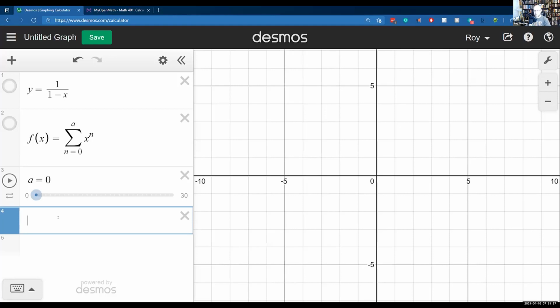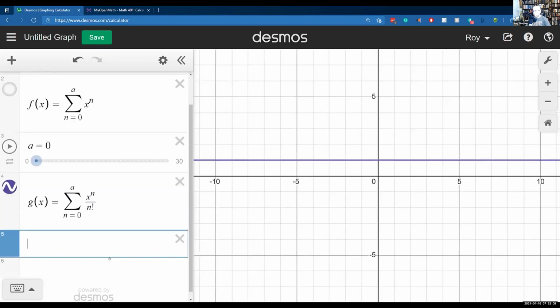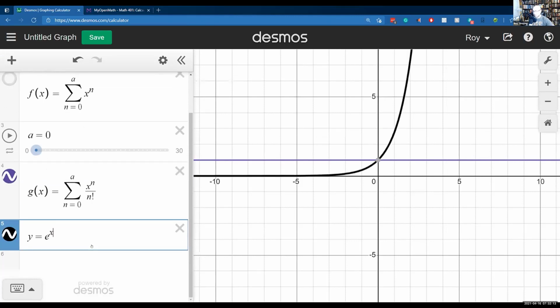It's incredibly important material. So let's say that we have that power series, g of x, is equal to the sum from n equals 0 to some value. I'm going to stop it at a value of a because I have a slider up above that. And it was x to the nth divided by n factorial. There we go. Now you can see, and by the way, I should also graph y equals e to the x because that's actually what it's going to converge to.